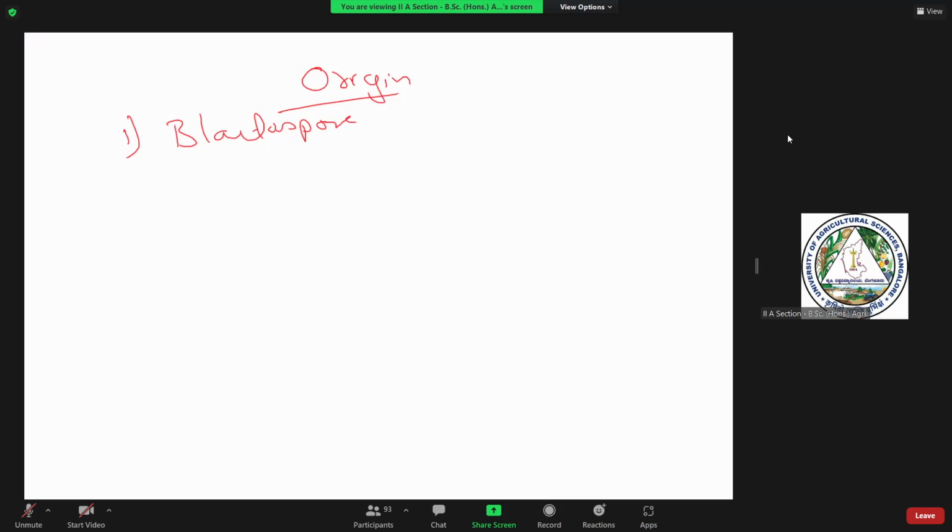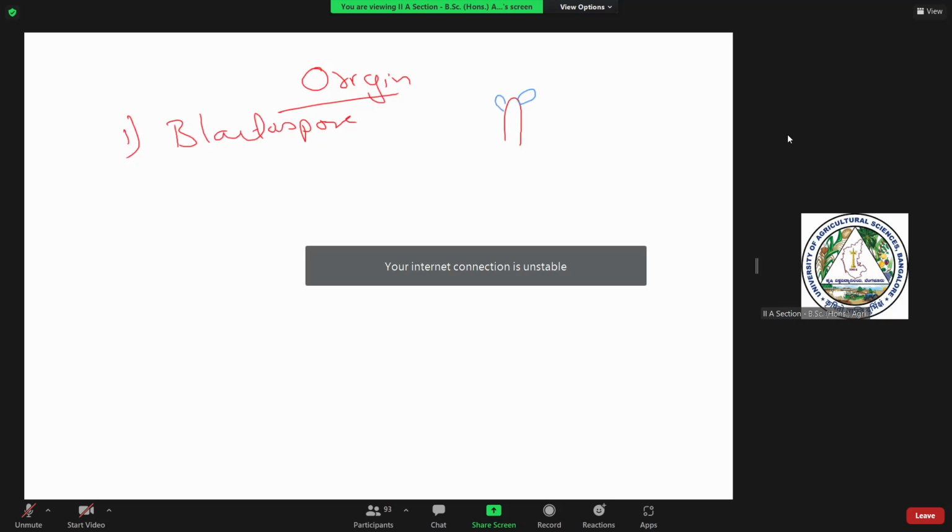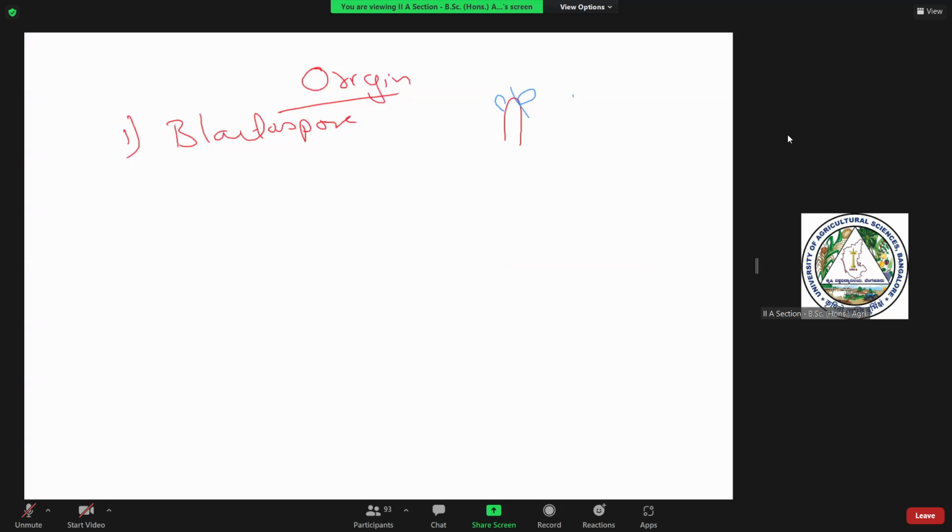Conidia which are born as buds. Once they are mature, they are cut off or blown off, and now they are called conidia. This is called a blastospore, the spore born as a bud and blown away.